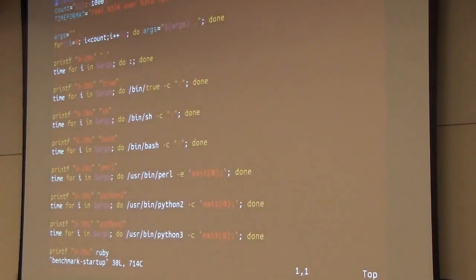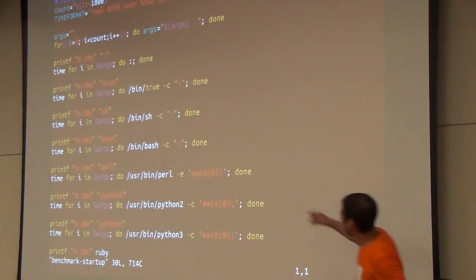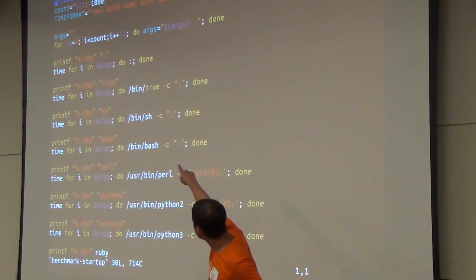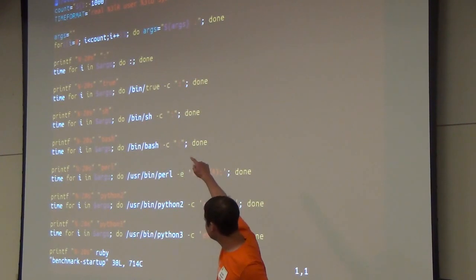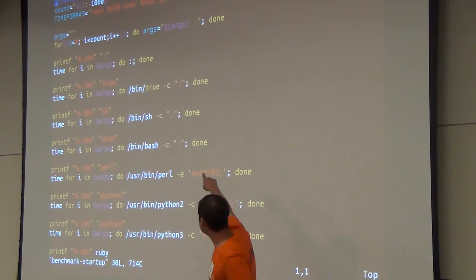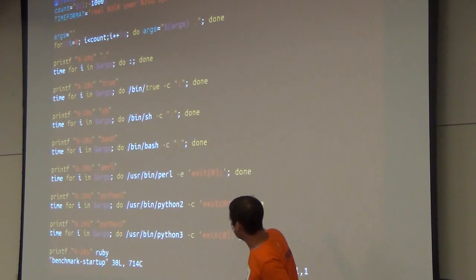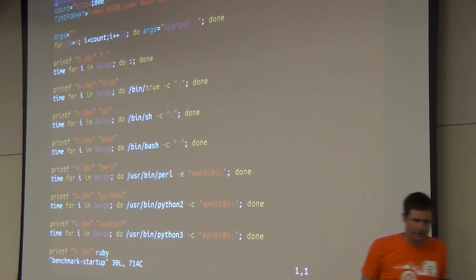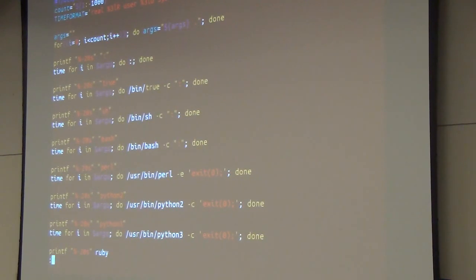So that is bin SH. The second one, bin SH minus C, differs from the first one, because on the first one all we do is stay in the same shell. And the third one here is actually we invoked a program and told it to do nothing. That's what I did with the other things too.